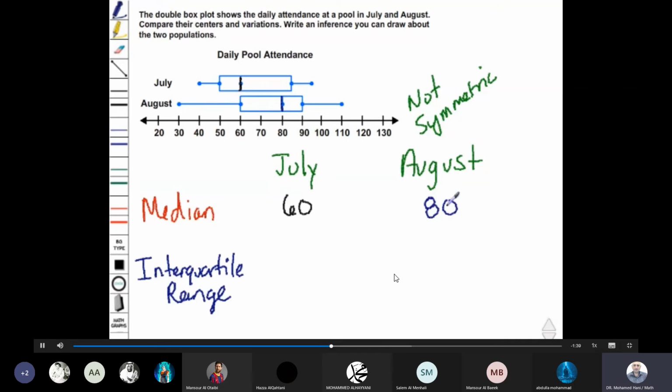Already you can see that the attendance, if we compare the medians, is quite a bit larger or greater in August than July. But let's take a look at the interquartile range. So the interquartile range of July is going to be our quartile 3 right here. And we're going to take away our quartile 1. So we have, it looks like 85, if we come down here, minus 50, and that gives us an interquartile range of 35.